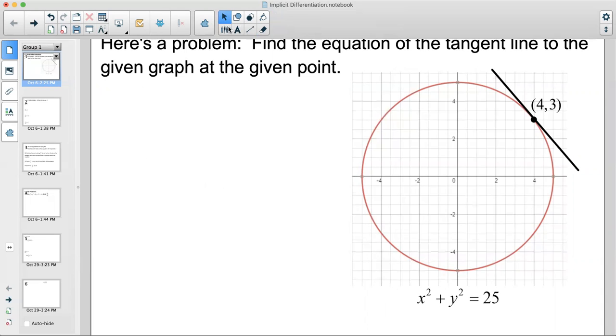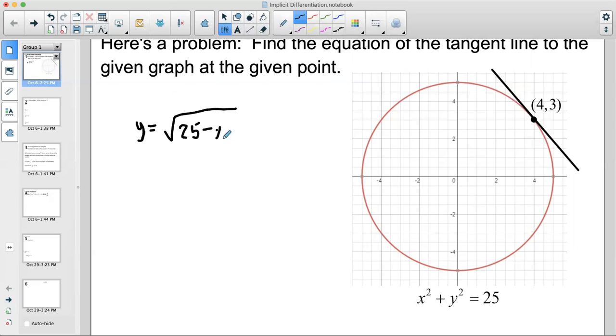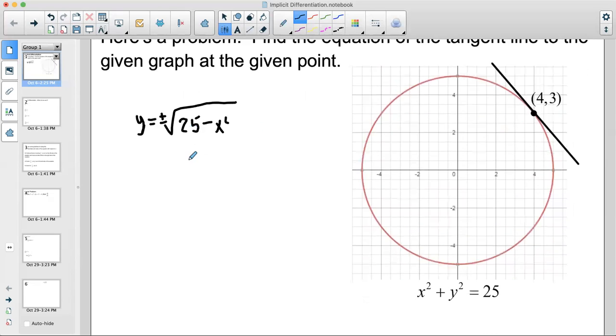If you're trying to solve this thing for y, you get something like y equals the square root of 25 minus x squared, but it's really plus or minus that. So there's really 2 functions you have to look at. There's the bottom and the top, and so that's not a very useful thing. So how do we do that?